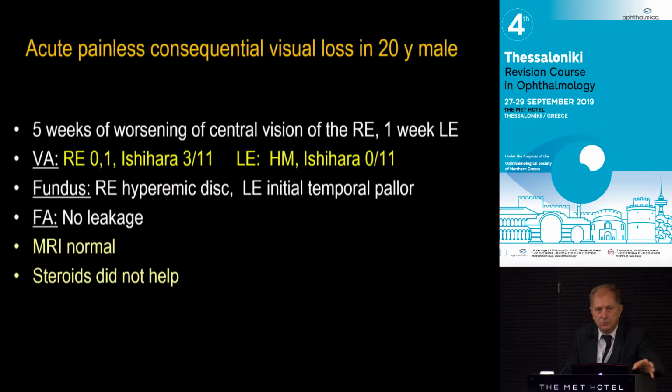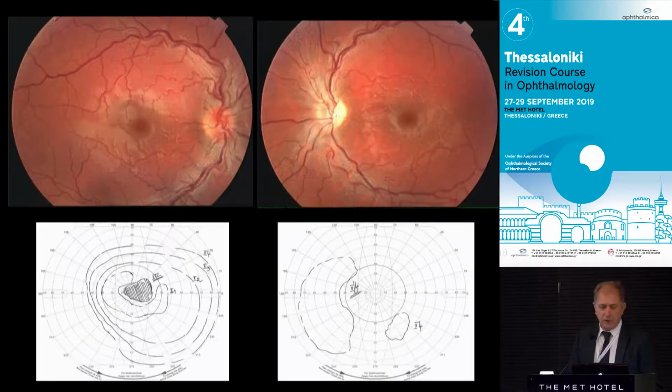Now, if you have a case of painless visual field loss or vision loss in young adults, usually male, then you should think about another disease here. So this one actually presented with 5 weeks of worsening central vision in the right eye and 1 week in the left eye, and he was treated with steroids in an outside hospital, and actually his visual acuity went down to 0.1 and the left one only to hand movements. MRI was normal. Fundus did show hyperemic discs, which you could also see in optic neuritis. MRI was normal, and steroids did not help him.